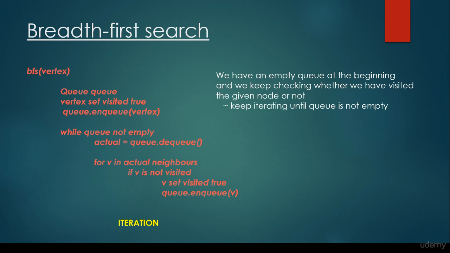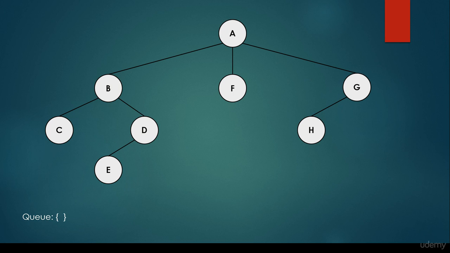We add it to the queue, and while this queue is not empty, first we dequeue, which means that we take out a single item, a single vertex from the queue. I named it actual. Then we visit all the neighbors of this actual vertex. I denoted these neighbors with v, and if v is not visited, then we set it visited and we enqueue it, which means that we add it to the queue. So that's why we are going to iterate as long as the queue is not empty.